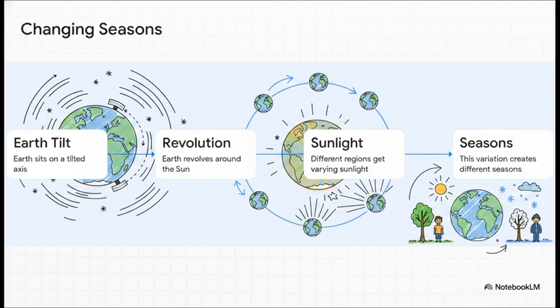Well, the mechanics here are entirely cosmic. Because the Earth orbits the Sun on a tilted axis, the distribution of solar energy, which scientists call insolation, is constantly shifting. When your hemisphere tilts toward the Sun, you receive highly concentrated, direct radiation, which we experience as summer. Tilt away, and that exact same energy scatters over a much wider area, bringing the freezing temperatures of winter.